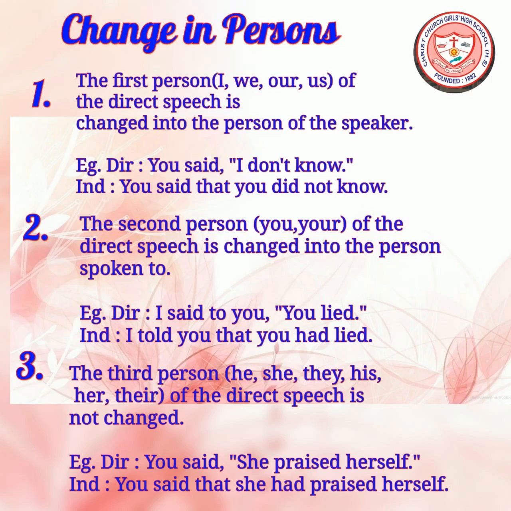Rule number three: the third person, that is he, she, they, his, her, their, of the direct speech is not changed. Let's take an example. You said, "She praised herself." Indirect speech, "You said that she had praised herself." So there is no change in person in the third person.